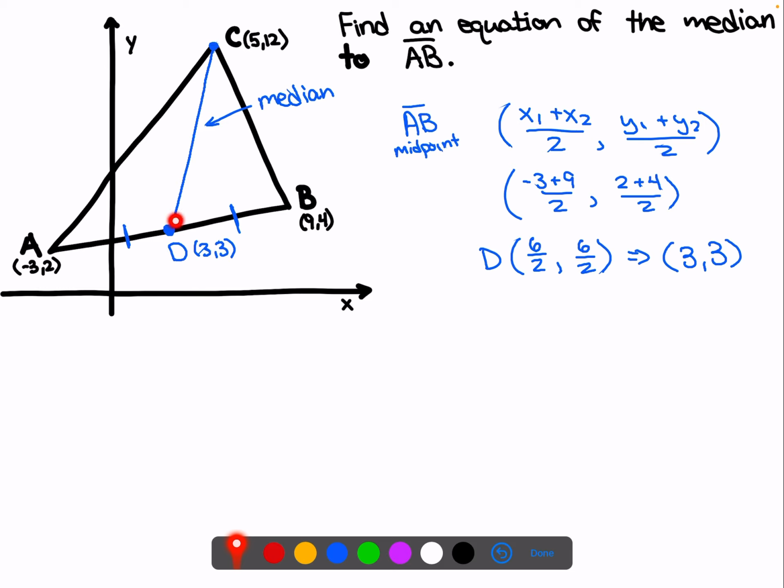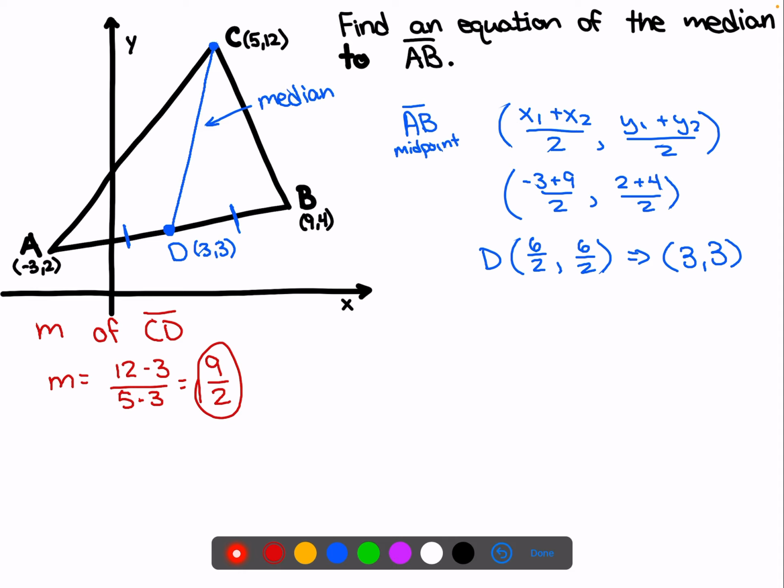So I can find the slope of this line. Let's go ahead and find the slope of CD. Using y2 minus y1 over x2 minus x1, we'll get m is equal to 12 minus 3 over 5 minus 3. That'll give me 9 over 2. So that is our slope, 9 over 2.